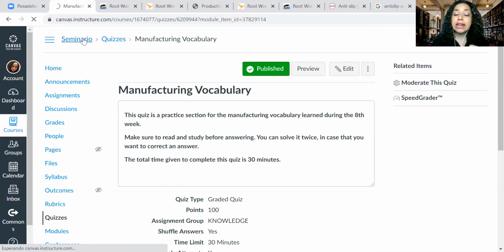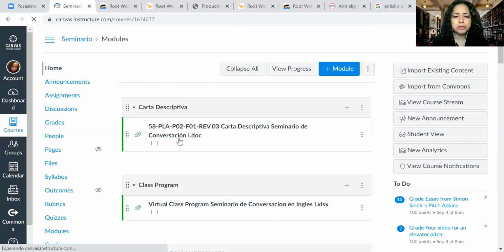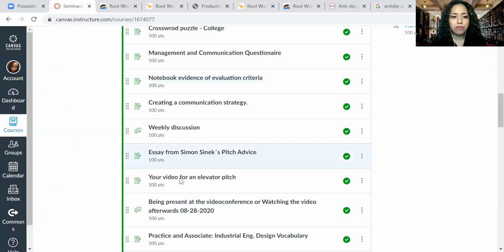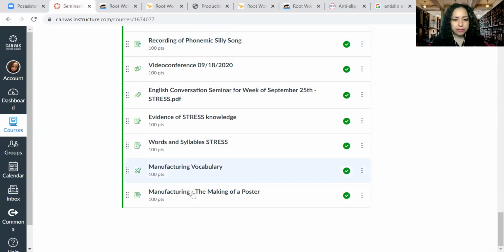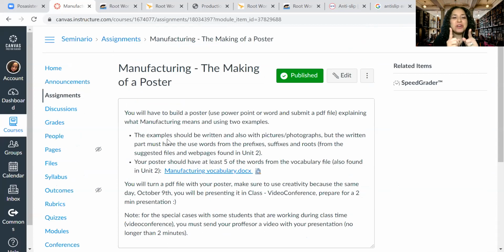So, but that's not it. You have the second assignment, which is related to the vocabulary and roots and prefixes and suffixes of a word, which is this other one. The making of a poster. Yes, I'll take a look at this. You will have to build a poster.